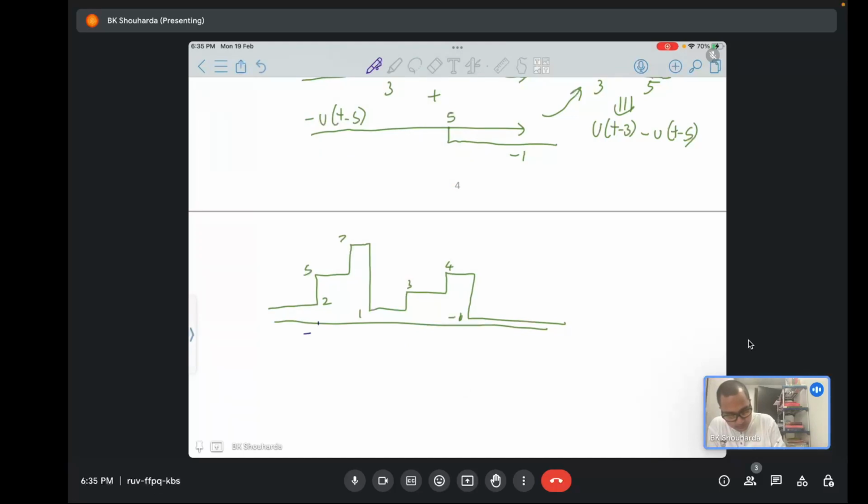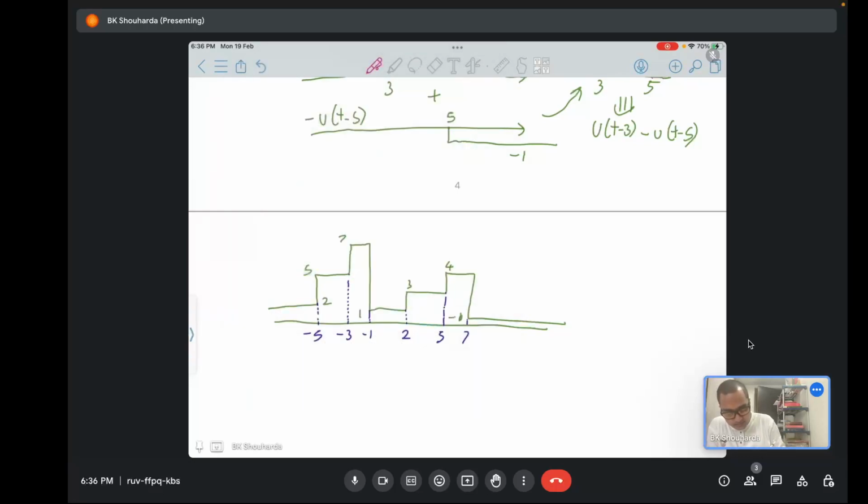This takes place at minus 5. This takes place at minus 3. This takes place at minus 1. This takes place at 2. This takes place at 5. This takes place at 7.